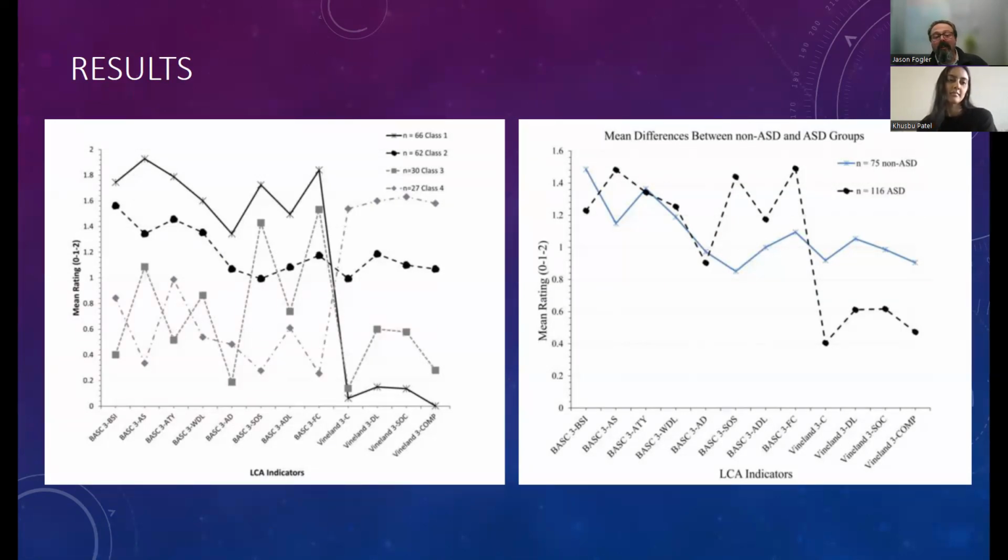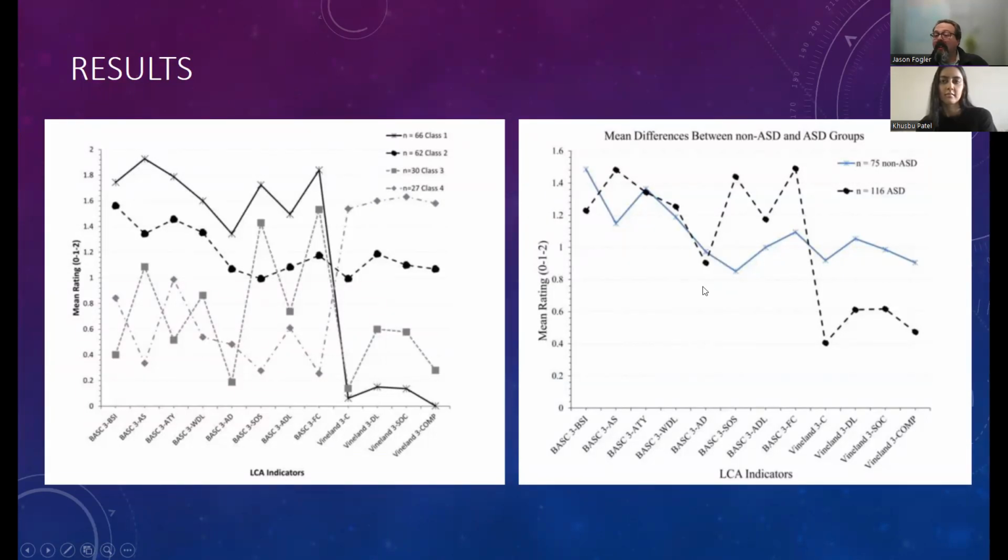no other comorbidities. Lastly, with the diamonds, we see intermediate levels of psychiatric symptomatology and very high levels of adaptive functioning. This was a group with high functioning autism and high rates of other neurodevelopmental conditions, such as communication disorder, ADHD, and learning disabilities. Quickly on the right, blue line, non-autism spectrum disorder, dashed black line, autism spectrum disorder.